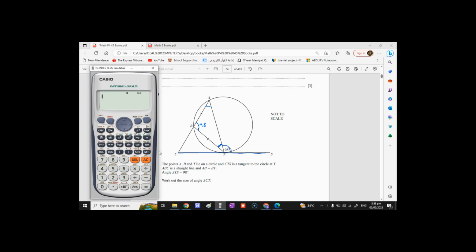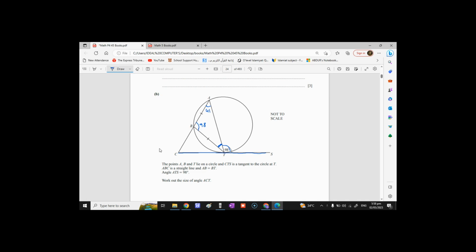I will subtract this 98 from 180 degrees. 180 minus 98, so I will get 102. Oh, sorry, I will get 82. Now 82 can be divided into two halves, because these two angles are the same, so I will divide by 2 to get the angle. So 41, 41 will be the angle.